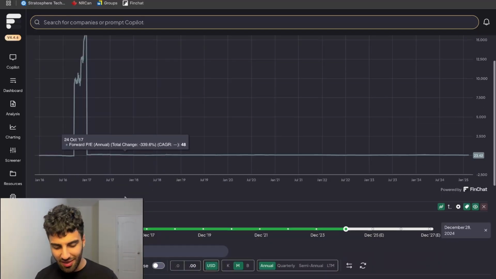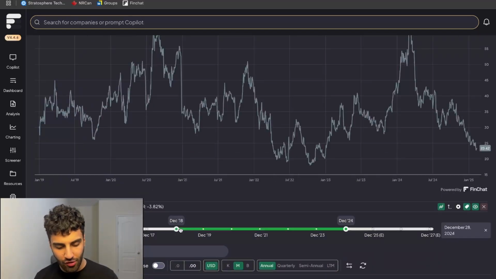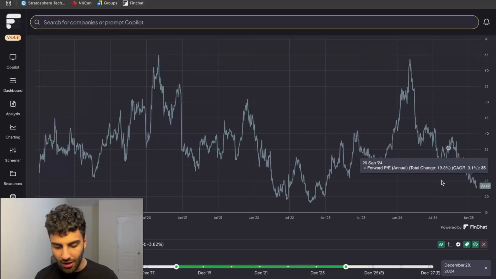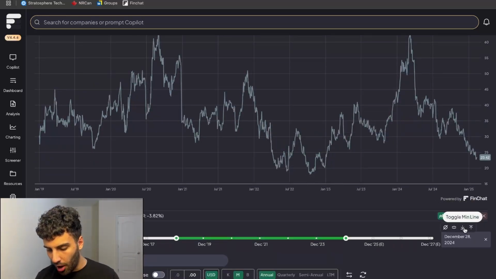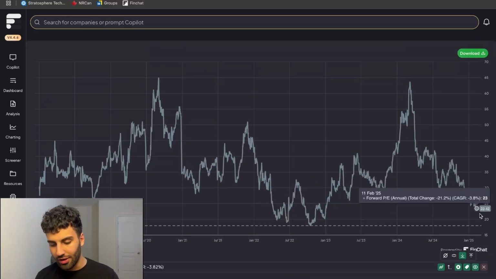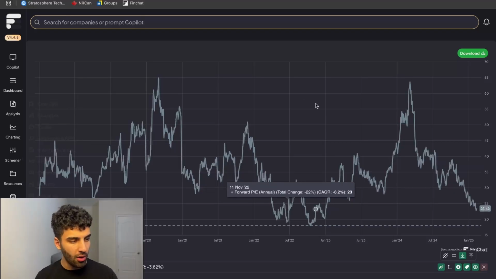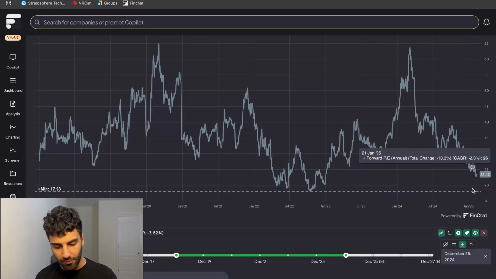So if you pull up the forward PE, it looks quite laughable with the massive, oh my god, 17,000 PE. That's just because they had basically no profits, right? But if we zoom in a little bit, just to the 2018 until now period, you'll see that this stock had bottomed at roughly 18 times forward earnings, and so we're not too far off in terms of forward multiple. We're roughly there. Currently, the stock, as of this recording, trades at around 23 times forward earnings.